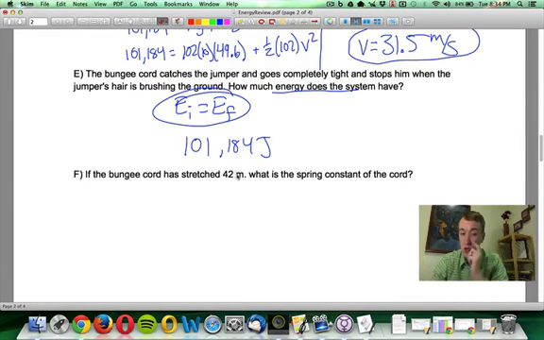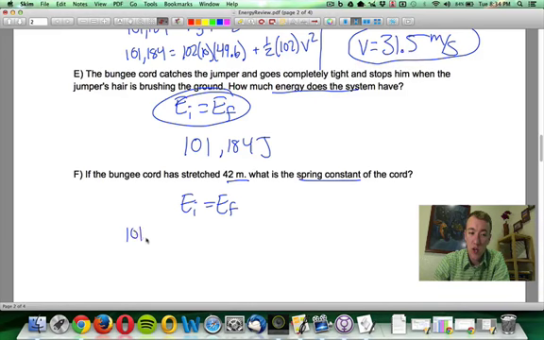If the bungee cord is stretched 42 meters, what is the spring constant of that cord? Remember, initial energy equals final energy. The initial energy here was 101,184. The final energy that we end up with, we're at the ground, so we no longer have gravitational. It's a bungee cord, so it slowly comes down at the very bottom. He's at rest, so there's no kinetic. It's going to be all spring energy, which is 1/2 kx squared.